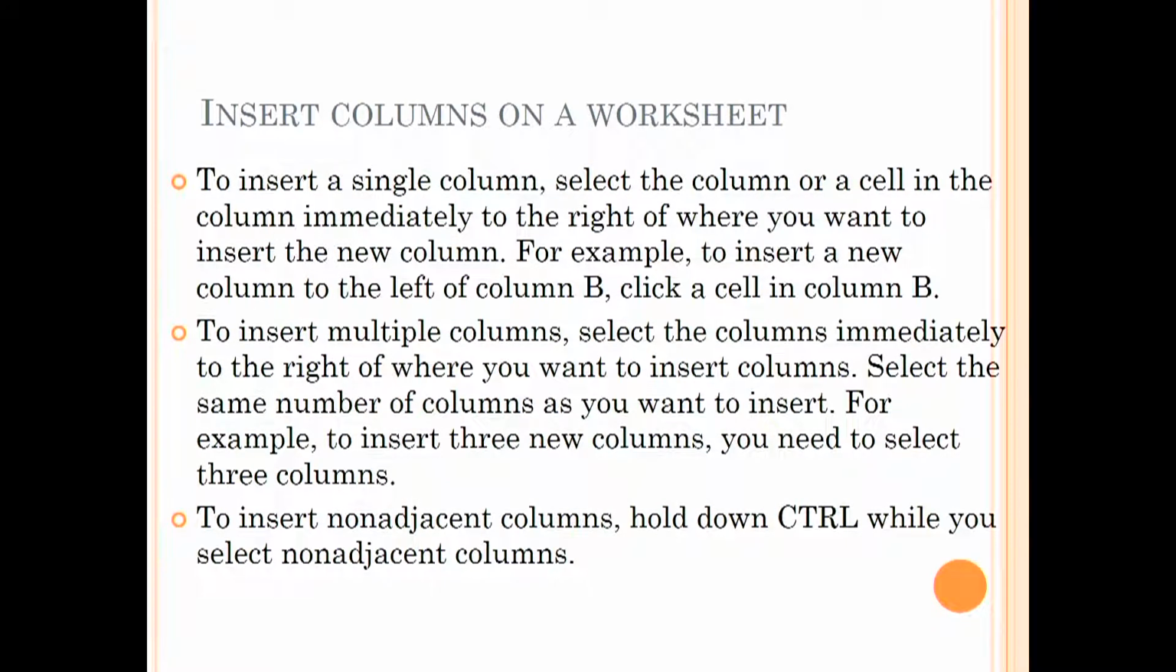Just like we add rows, we can also simply insert columns in a worksheet. So if you want to add a single column, then you have to select the column or the cell in the column immediately to the right. Wherever you want a new column to be added, you have to select the column on its right side. For example, to insert a new column to the left of column B, you have to click a cell in column B. If you want to insert multiple columns, then you have to select the columns immediately to the right of where you want to insert columns.